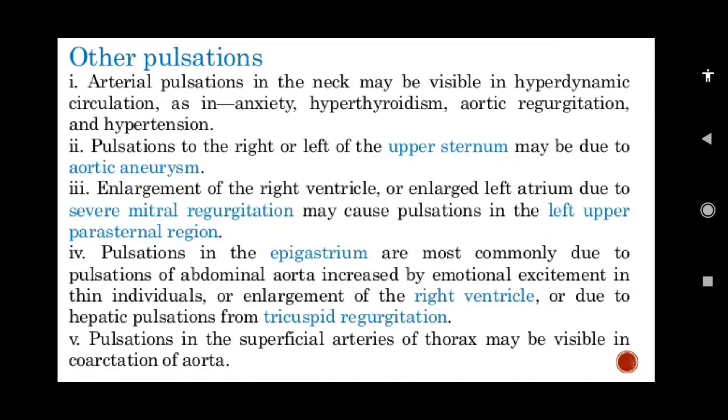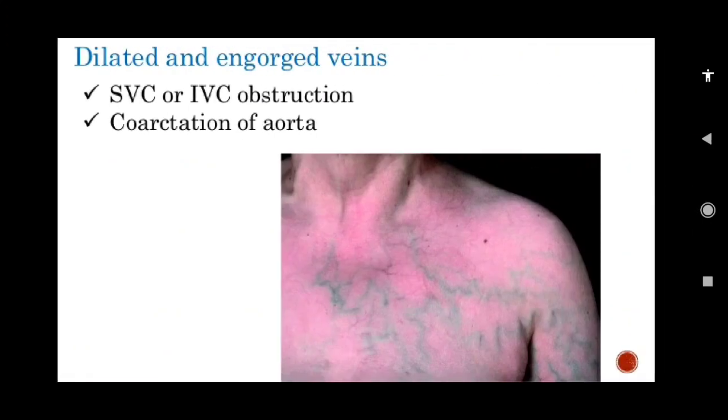And next, dilated and engorged veins, if present, are seen like this. So these are because of any major vena cava, that is superior or inferior vena cava obstruction, and one more reason is coarctation of aorta.